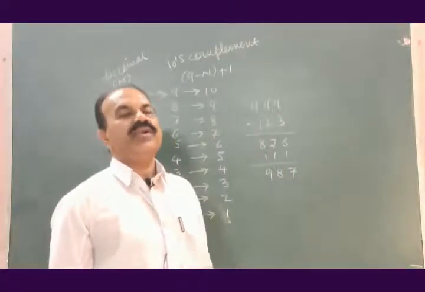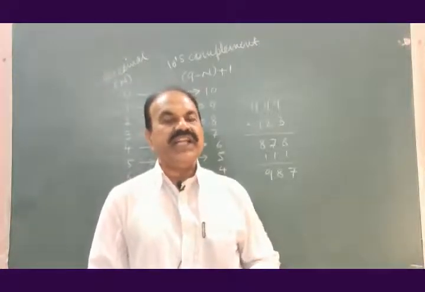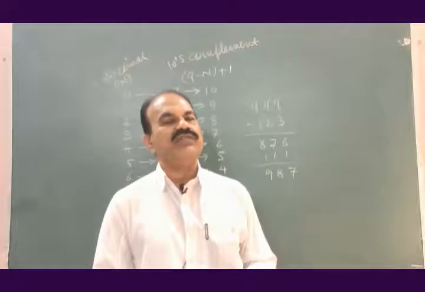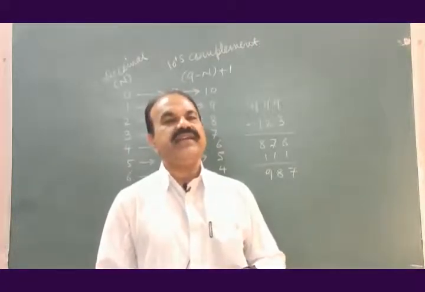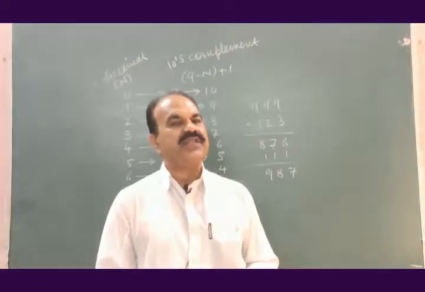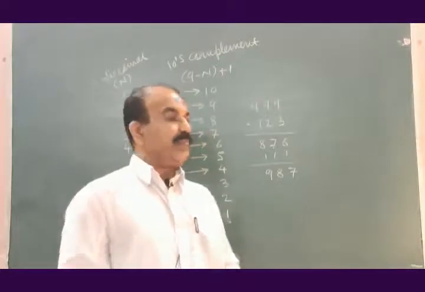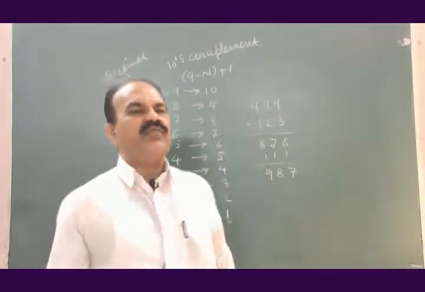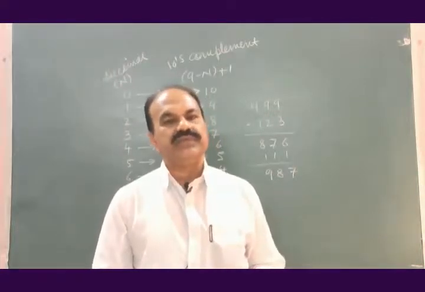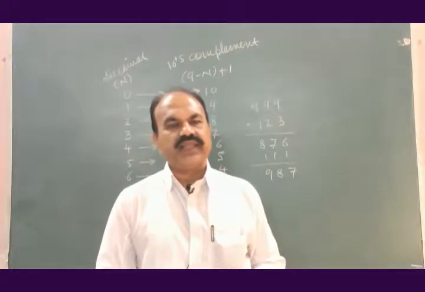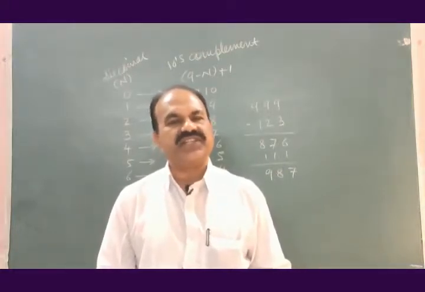This way we can find the nines and tens complements for negative representation of decimal numbers. Nines and tens complements of decimal numbers can be used to perform subtraction very easily. I think it is more than sufficient for the decimal number system. Hope you understood. The binary number system we shall start in the next lecture. Thank you.